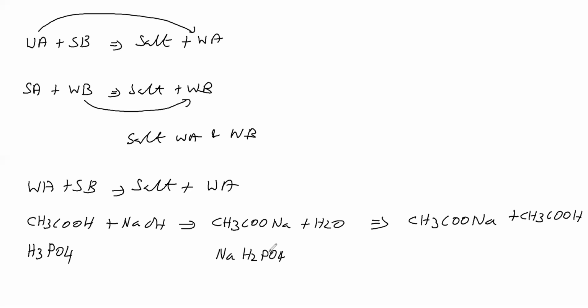NaH2PO4. So now I will take this salt, NaH2PO4. To this salt, what do we have to do? We have to add a weak acid. Which weak acid? The same weak acid. How much? That depends on the preparation, meaning in what way you want to prepare it, in which proportion you want to take these two. In that manner we have to take.